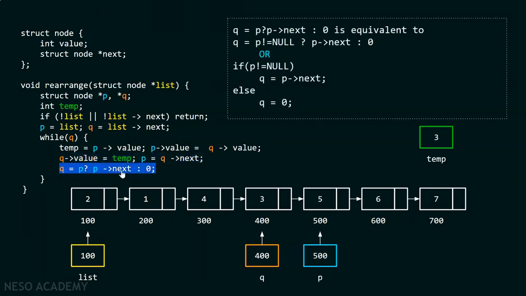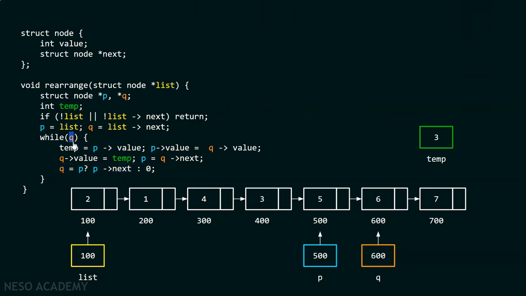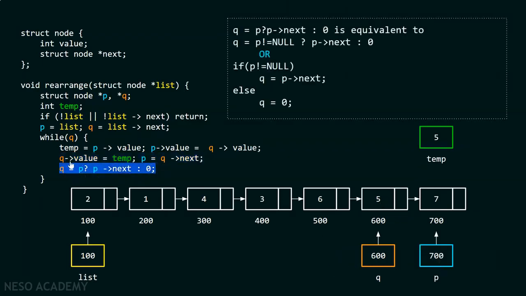After this again the statement will get evaluated. And we know that P is not null. So it is clear that Q is equal to P next will get evaluated. So here 600 will get stored. Now again we will check this condition. Again, this is satisfied. So we'll get inside. Here this statement will get evaluated, which means temp we can replace this value by 5. And here in P value we will store Q value, that is 6. After this in Q value, that is here, we will store temp, that is 5, and then 700 will get stored inside P.